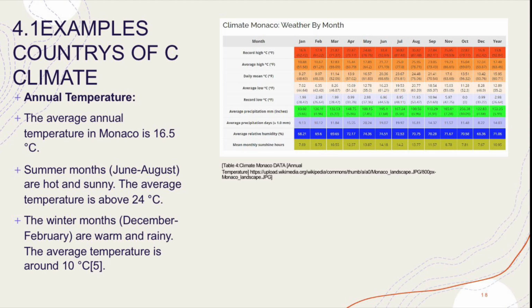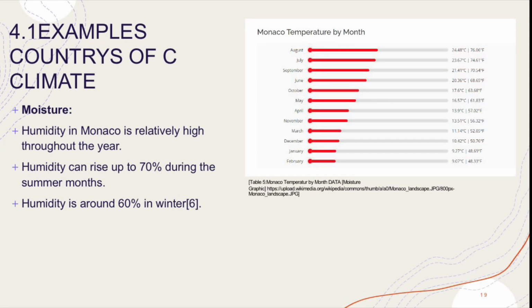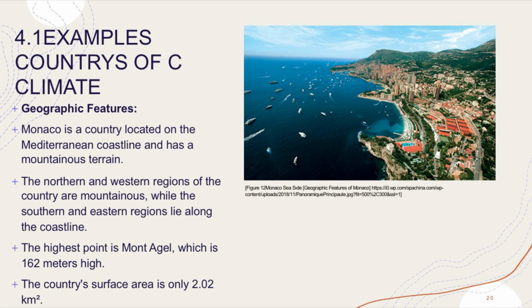Annual temperature: the average annual temperature in Monaco is 16.5 degrees. Summer months are hot and sunny. The average temperature is above 24 degrees. The winter months are warm and rainy. The average temperature is around 10 degrees centigrade. Moisture: humidity in Monaco is relatively high throughout the year. Humidity can rise up to 70% during the summer months. Humidity is around 60% in the winter.